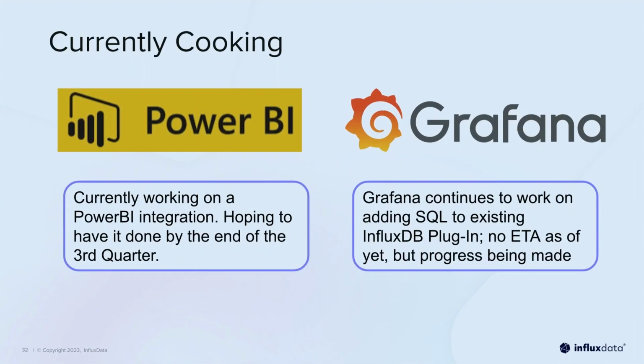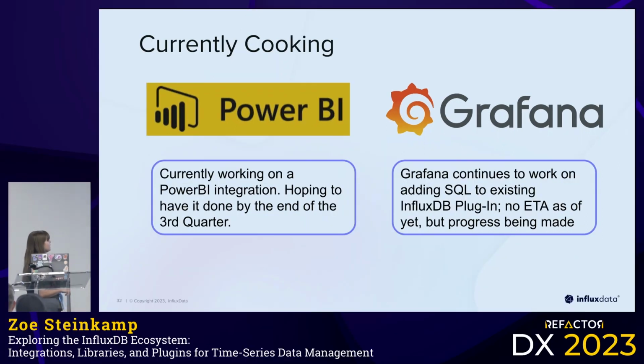The two others that we're currently working on are Power BI, which we're hoping to have done by the end of the third quarter. It's been a little more tricky than I think the DevRels or engineering thought it would be. And Grafana continues to work on adding more SQL to our existing InfluxDB plugin. There's no ETA as of yet because I'm not on Grafana's engineering team, so I don't quite know what's on their schedule, but we've been talking to them and we know that they're working on stuff. I think they're probably going to announce it for their next big show or something like that.